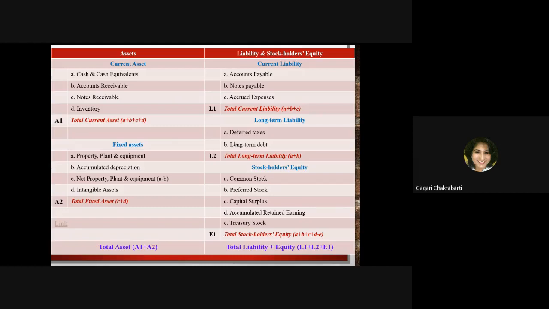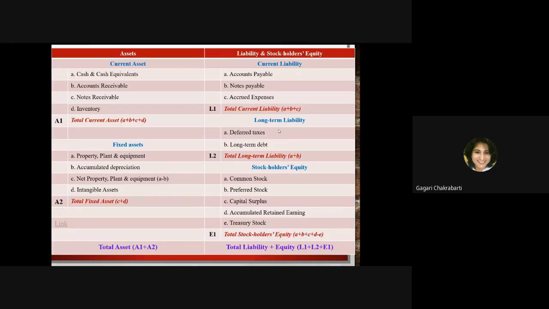Now coming to the long-term liability or the long-term debt, long-term borrowing. We have two types of long-term liabilities here. One is the deferred taxes and the second is long-term debt. First of all, we consider the long-term debt, then I'll go to the deferred taxes. The long-term debt is the debt or the borrowing with a maturity period of more than 1 year, in a very simple sense.